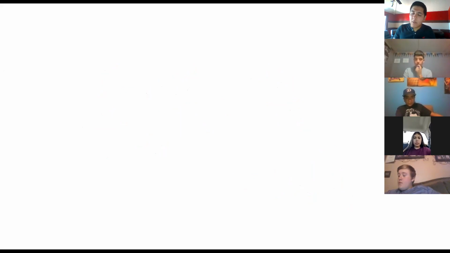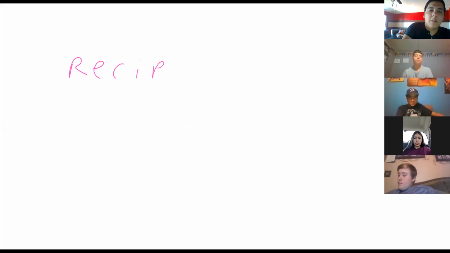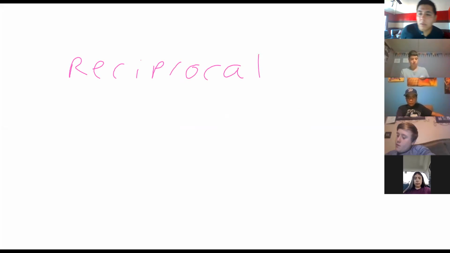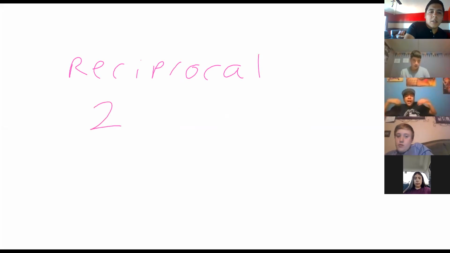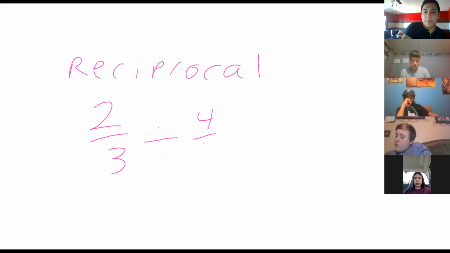Okay, so now let's go into dividing fractions. And our key word that we should write down, the reciprocal. So can anybody remember what it means when I say reciprocal? It's the opposite, the fraction flipped. The opposite, okay? So 2 over 3 divided by 4 over 11.